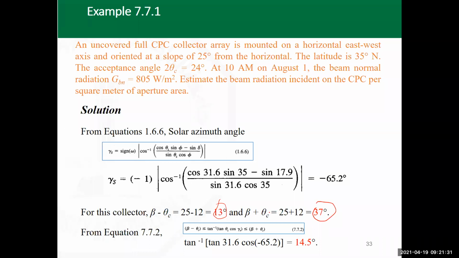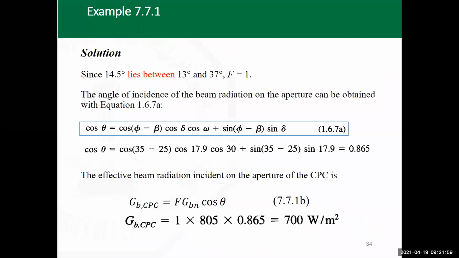How can we verify that? We calculate tan minus 1 of tan of the zenith angle times the cosine of the solar azimuth angle, and the value calculated was 14.5. The 14.5 does exist in between; it is greater than 13 and less than 37. So the value of F, the control factor, is going to be equal to 1, and beam radiation is going to be accounted for.